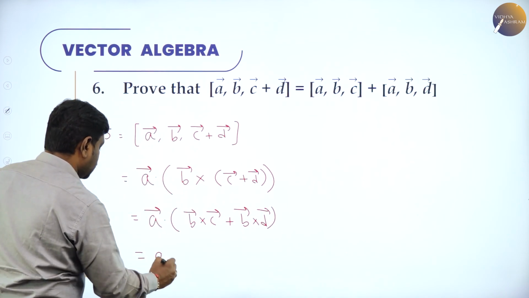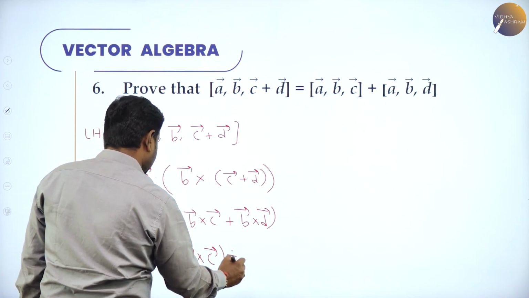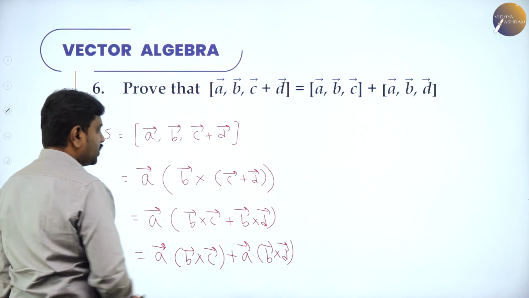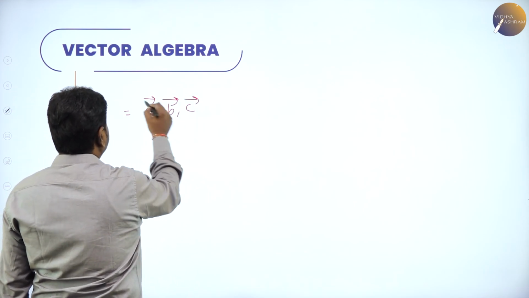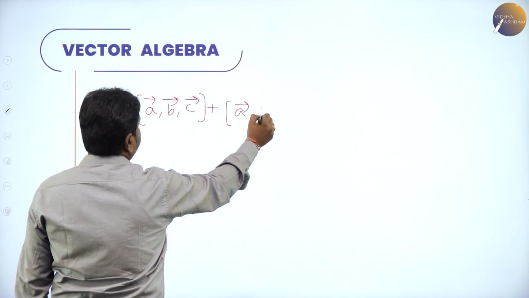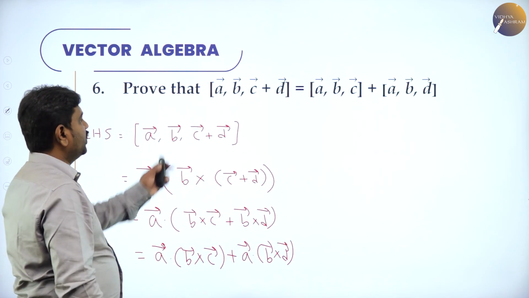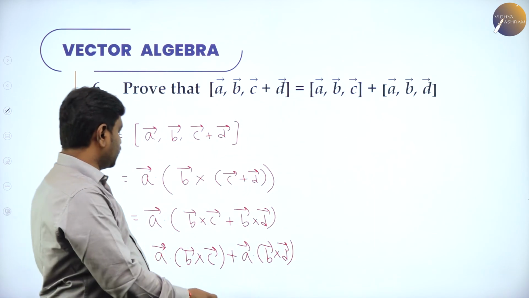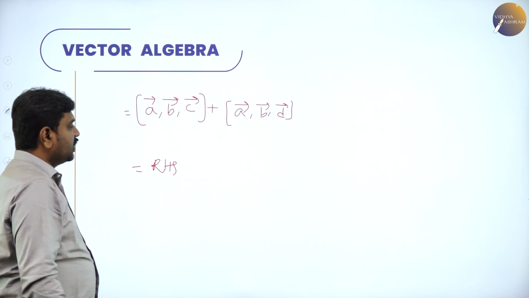Now again A dot B cross C plus A dot B cross D. Now A dot B cross C can be written as box ABC, plus A dot B cross D can be written as box ABD. Hence the proof RHS. So they wanted to prove box A, B, C plus D is ABC plus ABD. We proved it. This can be written as box ABC, this can be written as box ABD, hence the proof.